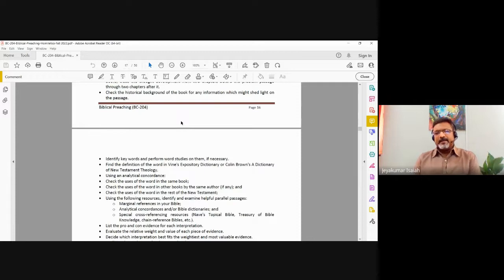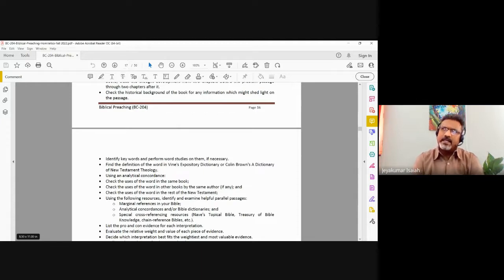Then identify keywords and perform word studies on them. So find out what the keywords are. You can maybe study, what does this keep silent mean? Or is there something about the words he's using there that I can understand about speaking? Is there a difference? There seem to be different words.